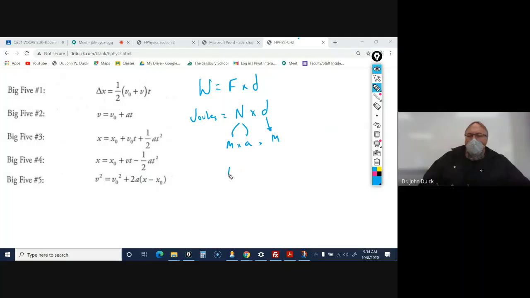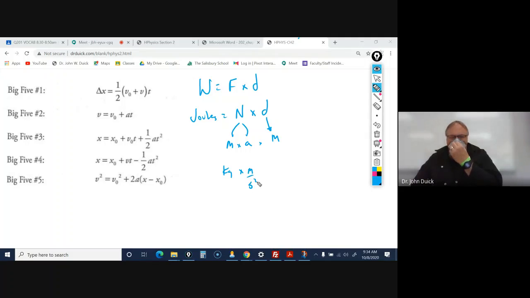Okay, look where we're going here. Mass times acceleration in this case would be what? Mass is kilograms. Acceleration equals meters per second squared. And if I put a meters over here, I have kilograms times meters squared per second squared. That's the units for work.